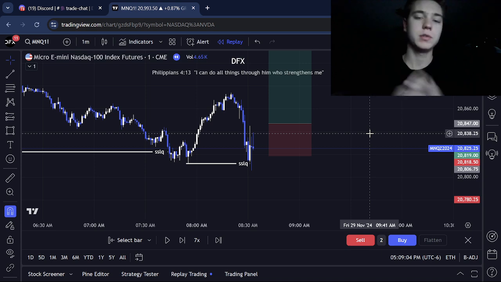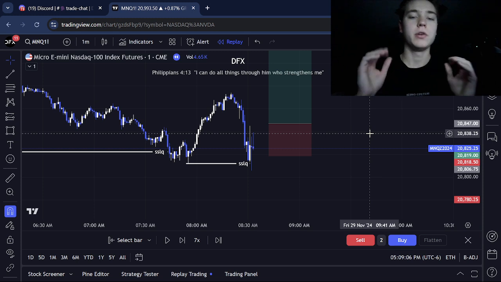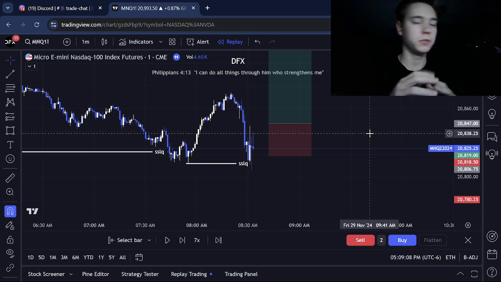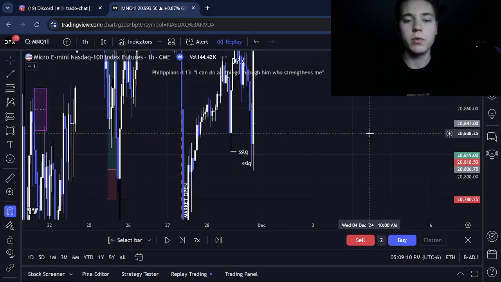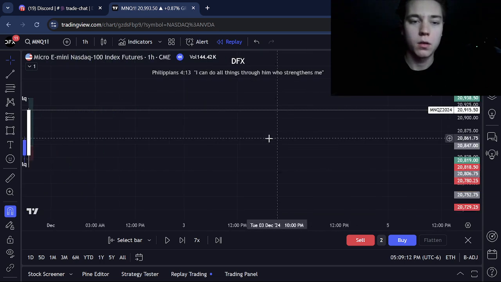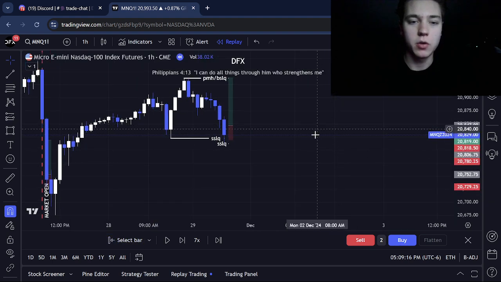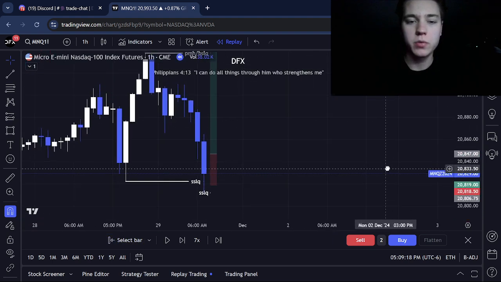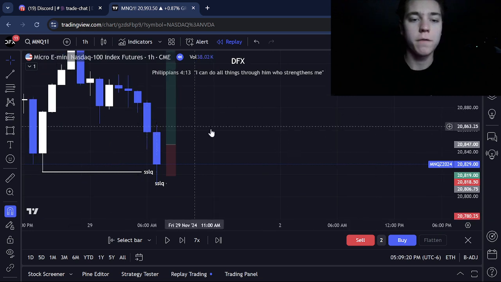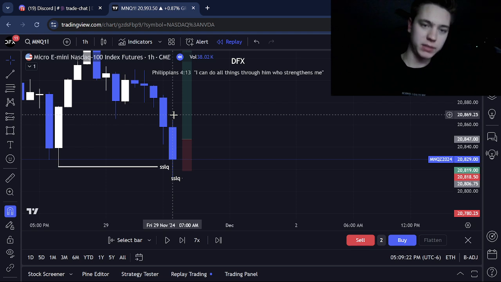I want you guys to find your higher time frame confluences. So let's go into the 1 hour time frame. Okay, disregard this one candle right here because this is where market actually opens. So at this point right here, we have this 1 hour fair value gap. That's a bearish fair value gap.